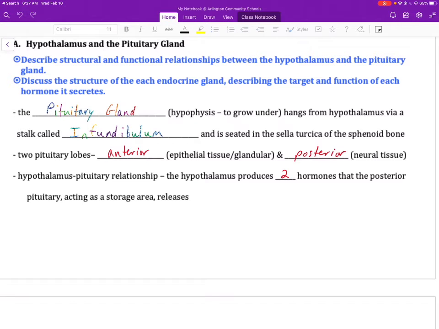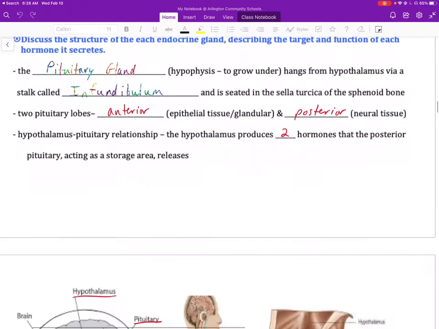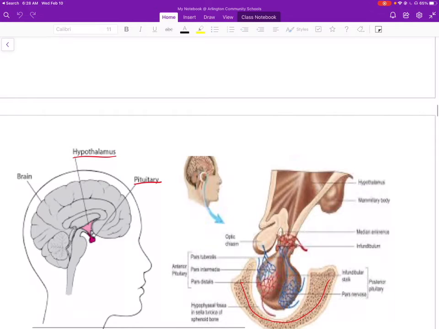The two pituitary lobes are the anterior, made up of epithelial and granular tissue, while the posterior is neural tissue, think of nervous tissue or neurons. The hypothalamus-pituitary relationship goes like this. The hypothalamus produces two hormones. The posterior pituitary acts as a storage area and releases some hormones we're going to talk about in a minute.